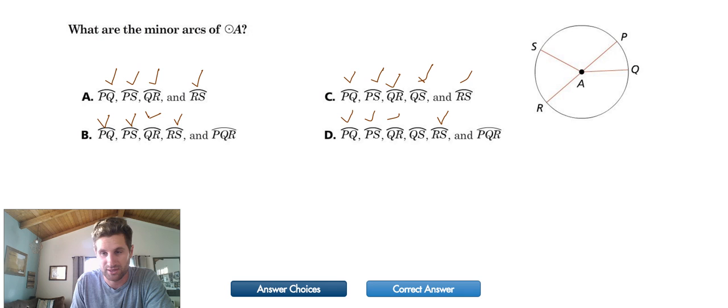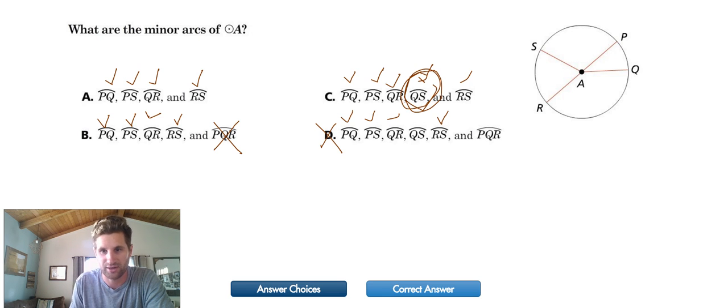Okay, QS, or it potentially could not be one if we go the other way. So that one's an iffy one. And PQR. PQR is going to be a semicircle, so that doesn't work. And PQR, again, that one does not work. So this is kind of the big one in question.